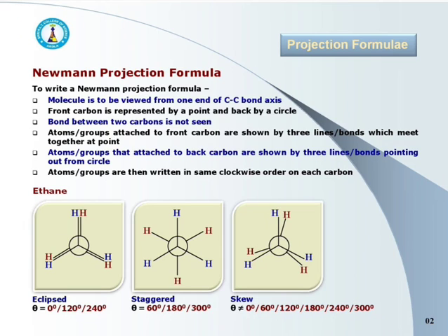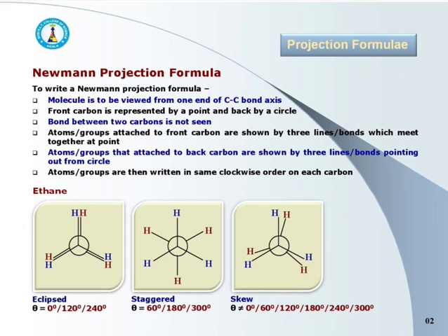In the second conformation, bonds of the back carbon atom are seen exactly between the bonds of the front carbon atom, or we can say the bonds of back and front carbon atoms are seen far apart from each other. This is the staggered conformation. Here, in case of staggered conformation, dihedral angle theta is equal to 60 degree, 180 degree or 300 degree. The second representation is the Newman projection formula of staggered ethane.